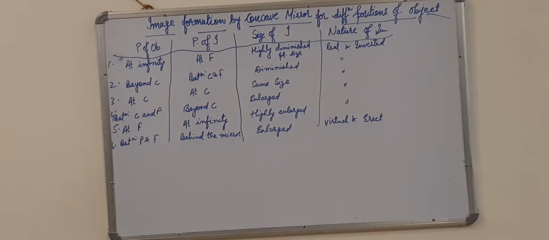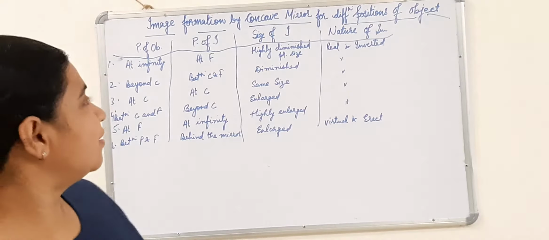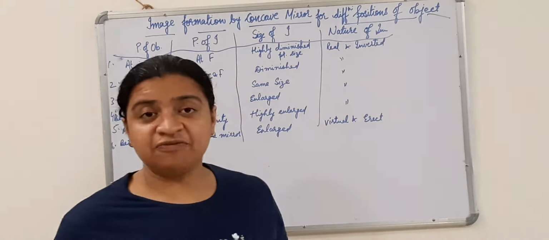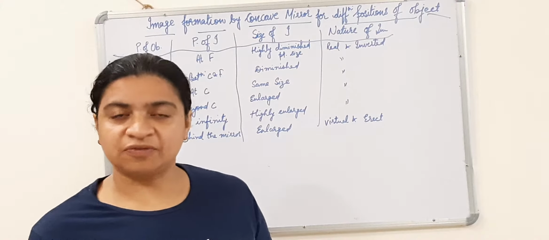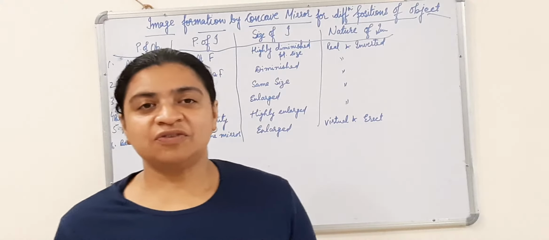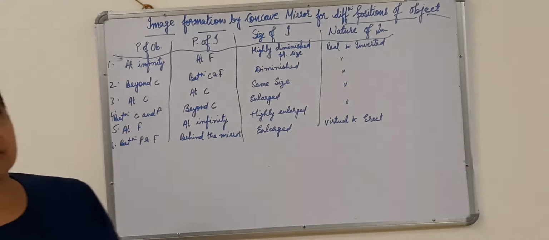Hello children, welcome back. Let's start our next topic from the chapter Light Reflection and Refraction, that is image formation by concave mirror for the different positions of the object. In the previous video we had talked about different rules which are to be followed for the formation of images. So children, before I proceed, I think I had told you to read a table.